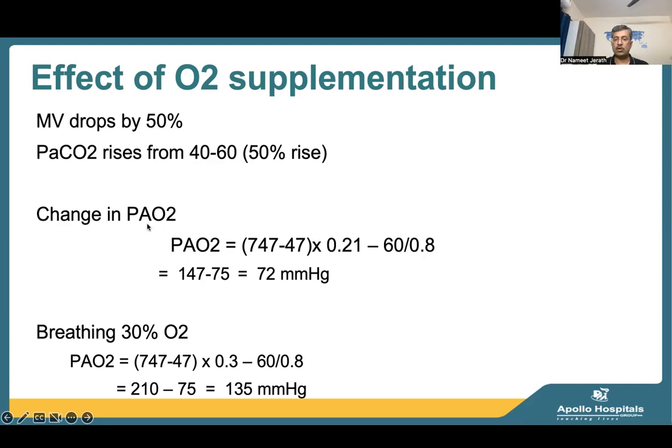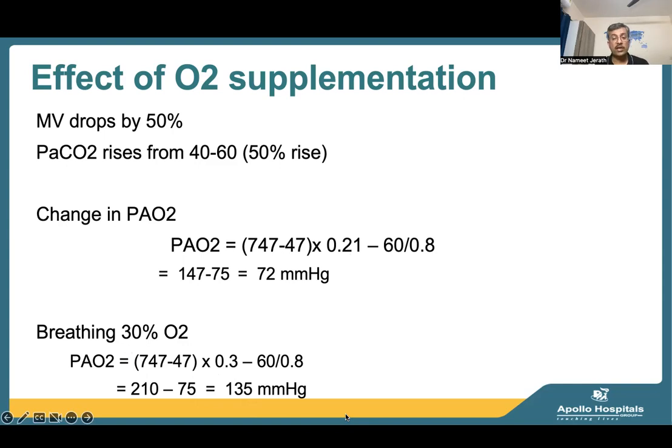This is the alveolar oxygen. And if the alveolar oxygen and arterial oxygen are close by, the arterial oxygen is going to be closer to this. Now we put this child on 30% oxygen. Everything in this equation is the same. We have just changed the oxygen from 21% to 30%. And you see when you do these calculations, the alveolar oxygen increases to 135.